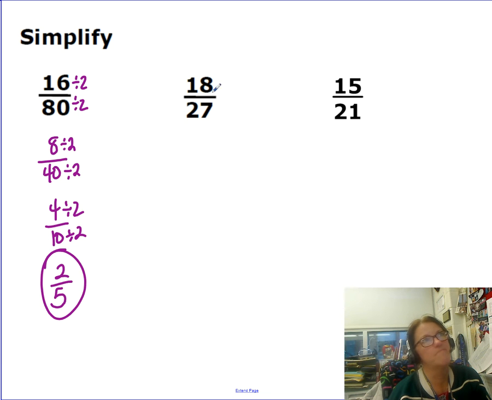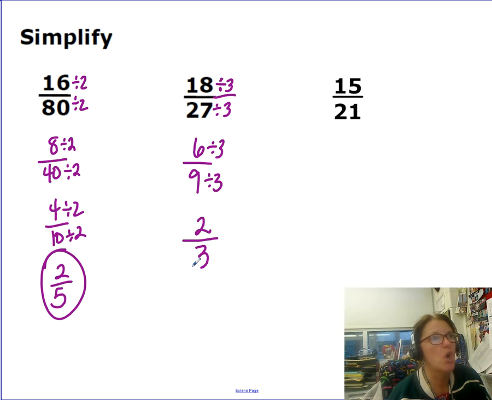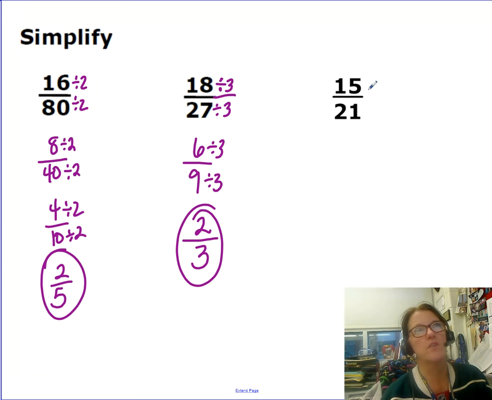18/27. Let's see. 2 works with 18. 2 is a factor, but 27's odd, so 2 is not a factor. So I guess we have to go for a 3, which works. 3 over 3 is 1. That's why it's legal to do this. I get 6 over 9. Keep going. You cannot stop until you are totally done. There you go.